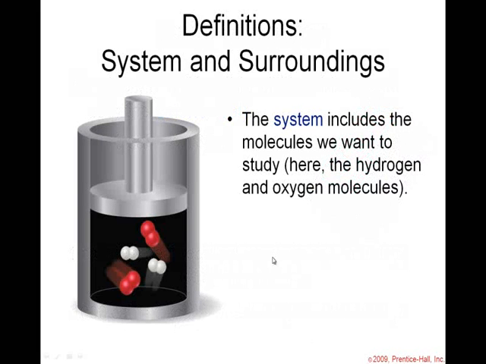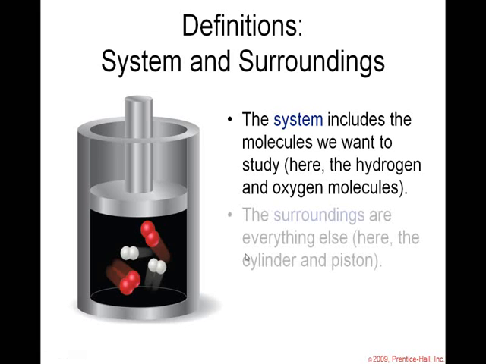It's important when we're talking about energy that we define the system and the surroundings. So in this case, we have a gas inside a container that has a piston. The system is the molecules, what's going on with the molecules. Okay. The surroundings is everything else, so it includes the piston and the cylinder and everything outside the cylinder.